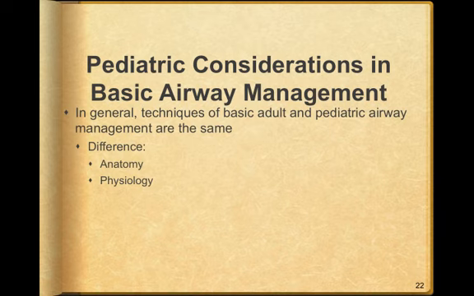Pediatric considerations in basic airway management. In general, techniques of the basic adult and pediatric airway management are the same. The differences are the anatomy and physiology. In a pediatric patient, the posterior occiput, or the back of their head, is significantly more prominent. Pediatric trachea is smaller and more susceptible to kinking. Nasal bridge of the pediatric patient is flatter. Ventilating the pediatric patient requires care to prevent overpressurization because their lung size is weight dependent as well.